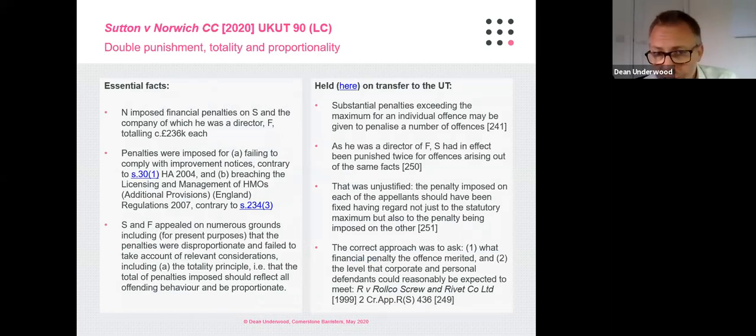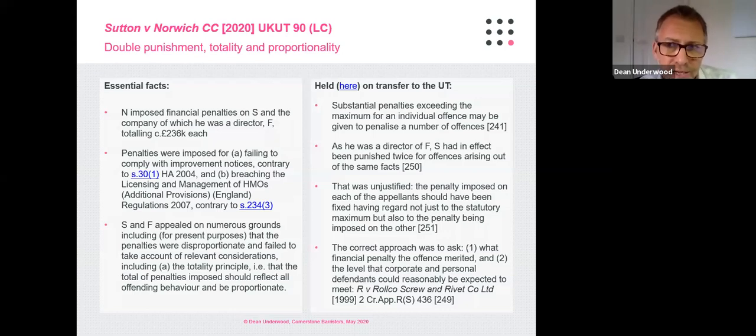As a result of that, as you'd expect, the director and the company both appealed to the First-tier Tribunal, and it was transferred to the Upper Tribunal because of its significance. And they said, well, look, hang on, the penalties imposed in this case are simply disproportionate, and they offend against the totality principle.